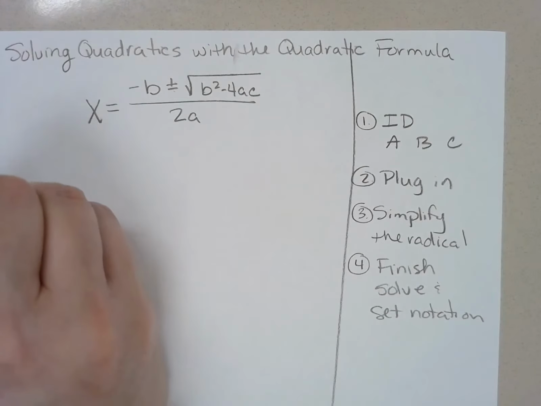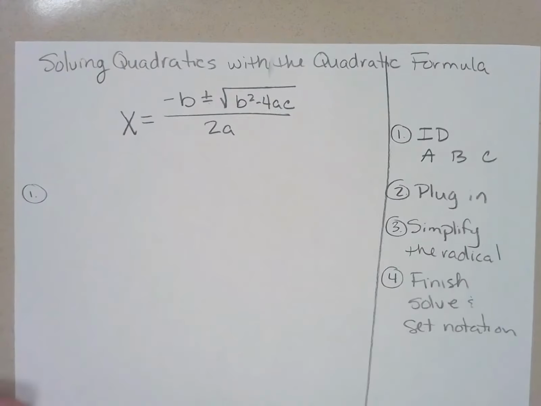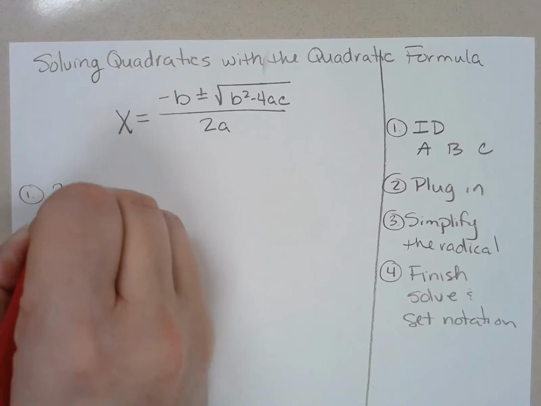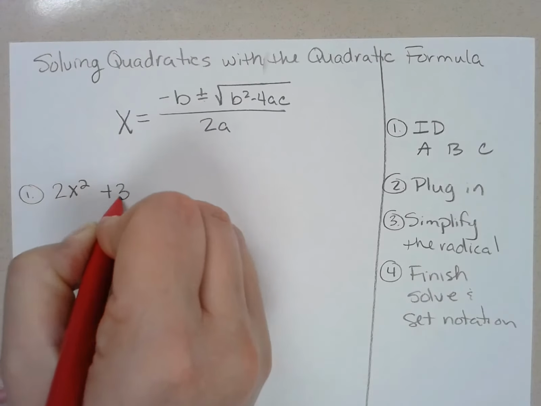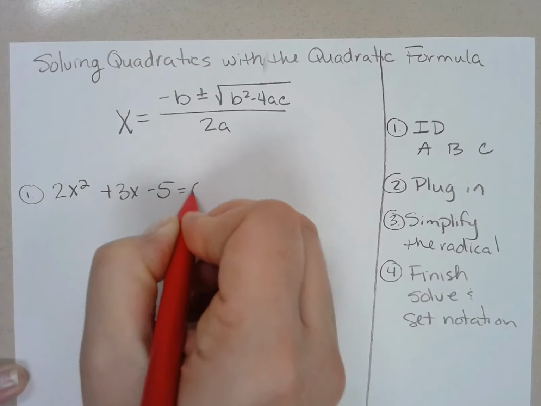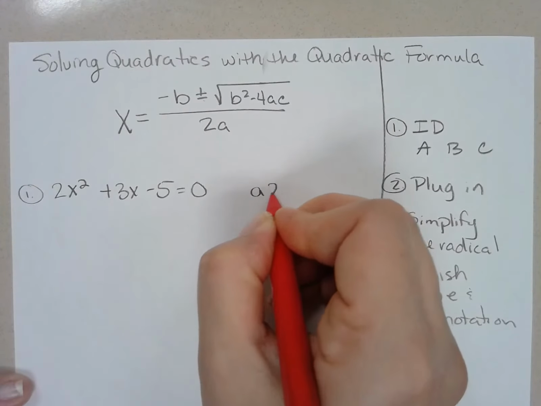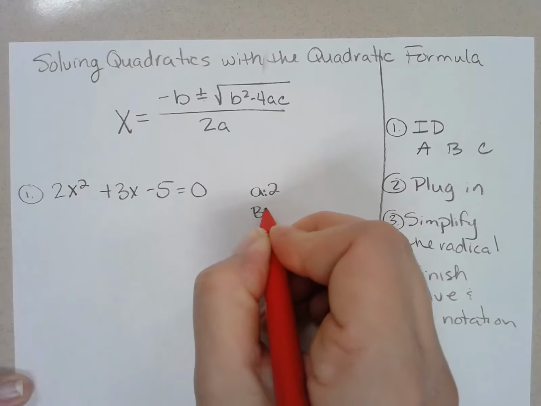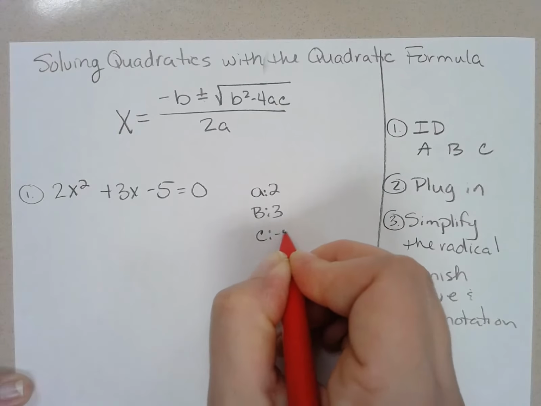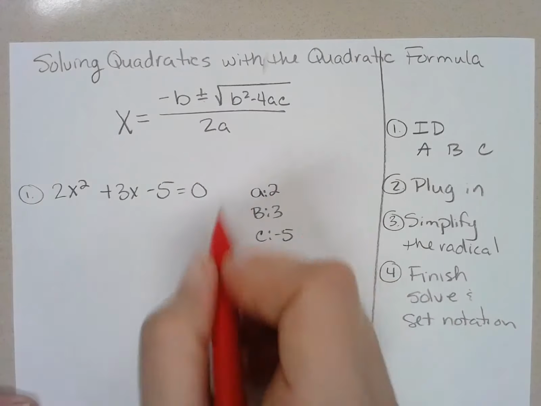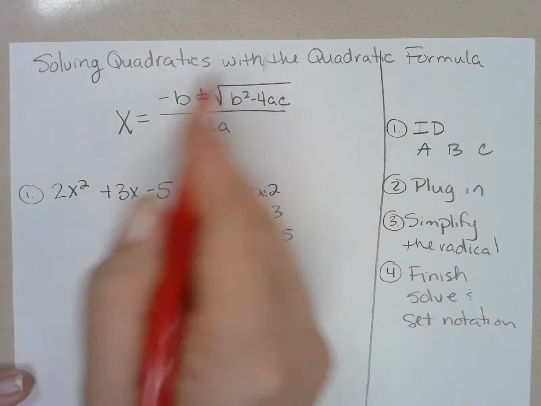So our first example is 2x squared plus 3x minus 5, and it equals 0. So our a is 2, our b is 3, and our c is negative 5. So we're going to plug these numbers with lots of parentheses into this formula.